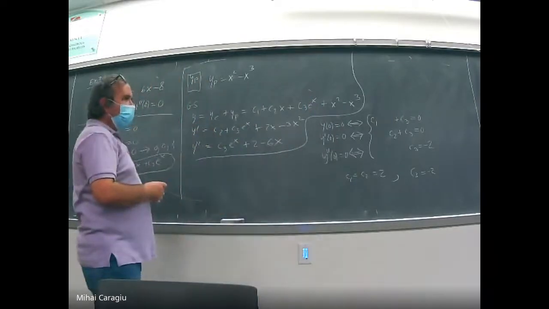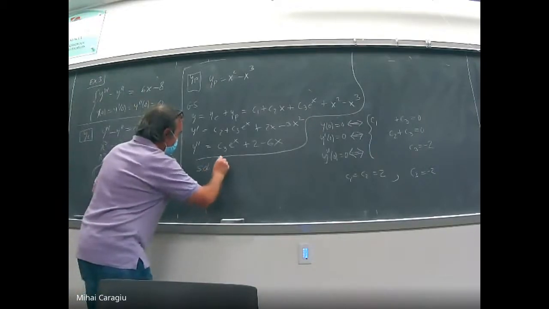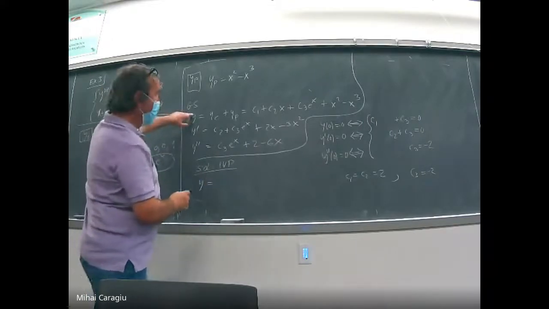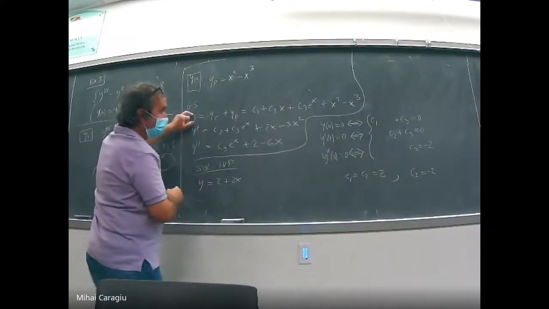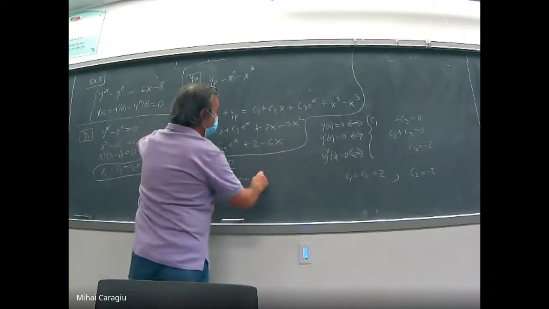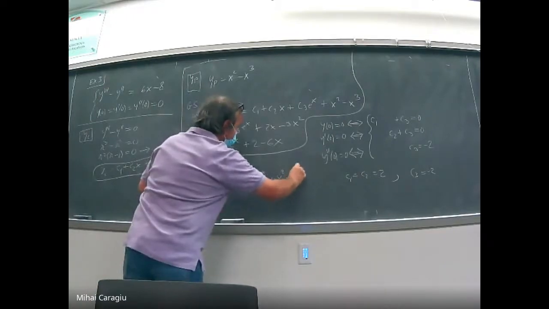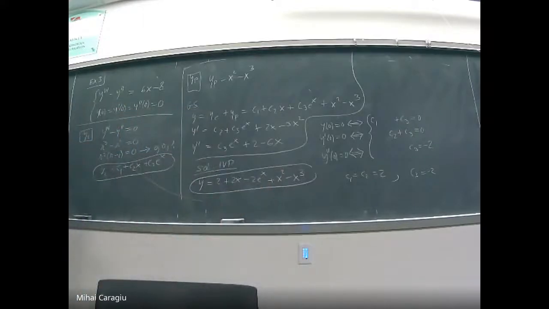So what's the solution of the initial value problem? The solution of the IVP is y equals 2 plus 2x minus 2 e to the power x plus x squared minus x cubed. And this is the solution of the initial value problem. This reflects very well how to find a particular solution: multiply by the minimum power of x such that there is no more overlap. This kind of thing.